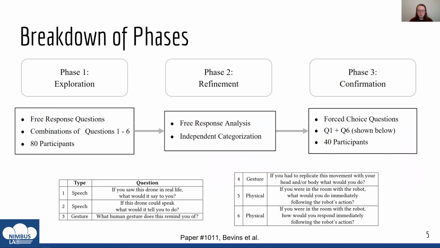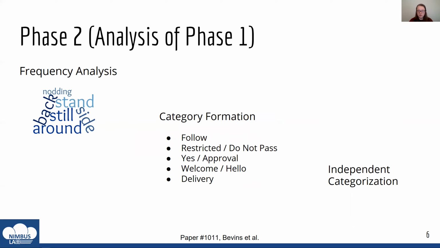Here's a breakdown of phase 2. This phase is an analysis of phase 1. The first method we used was a frequency analysis. The responses from the 80 participants who answered free response questions were categorized by finding most commonly used words and then going back through to group based on intent of words used. Many of the responses involved participants describing the motion in some way, reinforcing the importance of question choice.